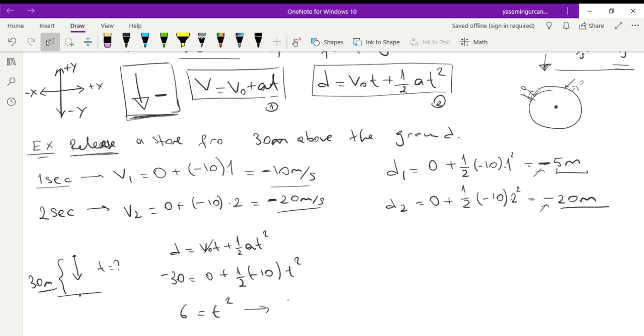And this gives you basically t to be, if you square root both sides, I'm going to round off to 2 digits, 2.45 seconds. This is how you find the time of flight.